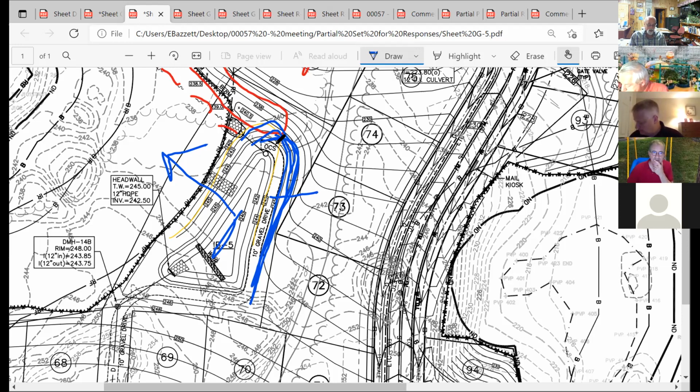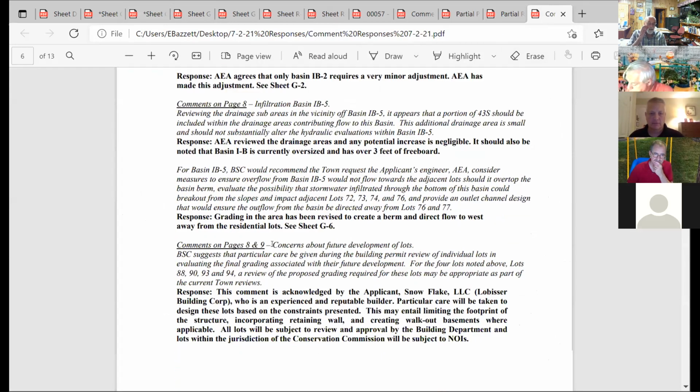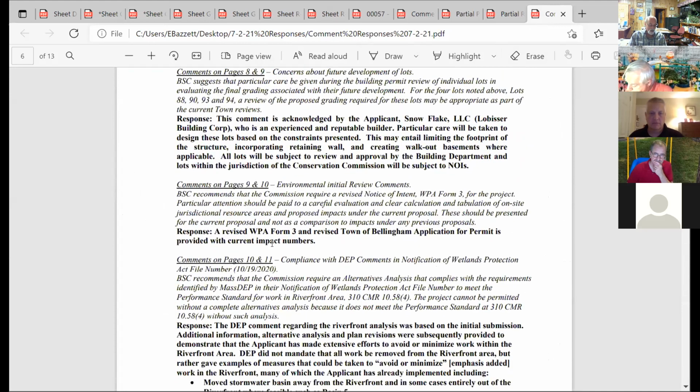And I know Frank has repeatedly brought up the viability of some of the lots. Some of these lots are going to require a lot of care. I think what we'll do is make a general statement in the order that the number of lots is not guaranteed and is going to be subject to further review. Absolutely.